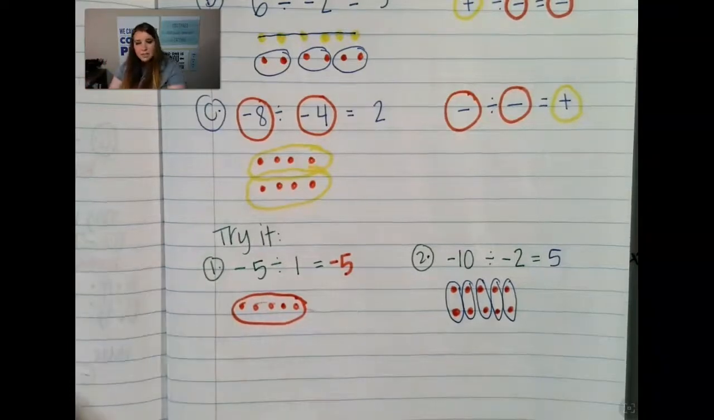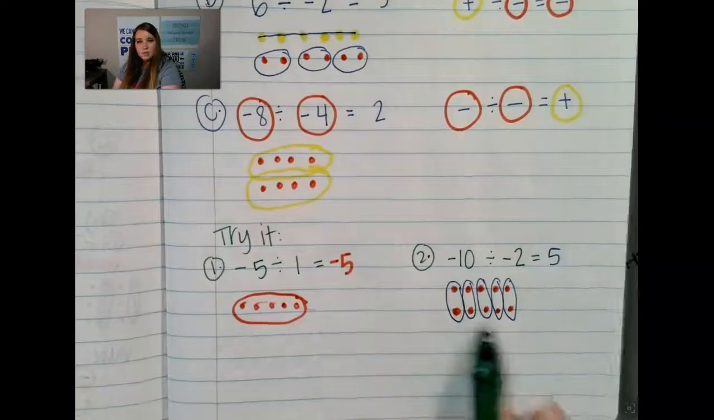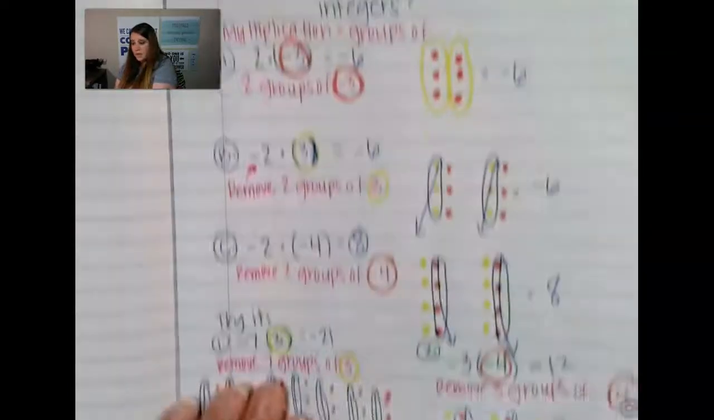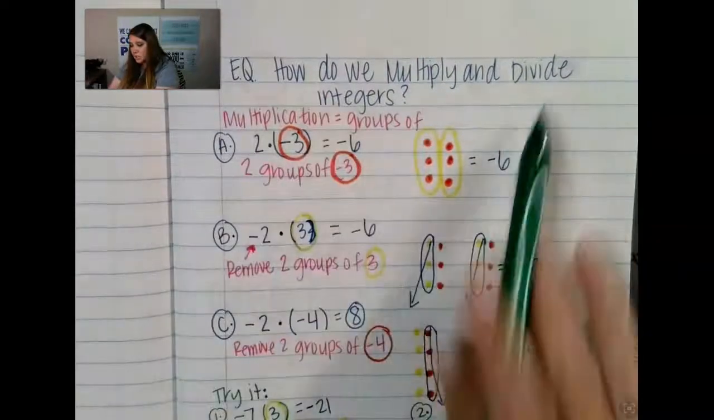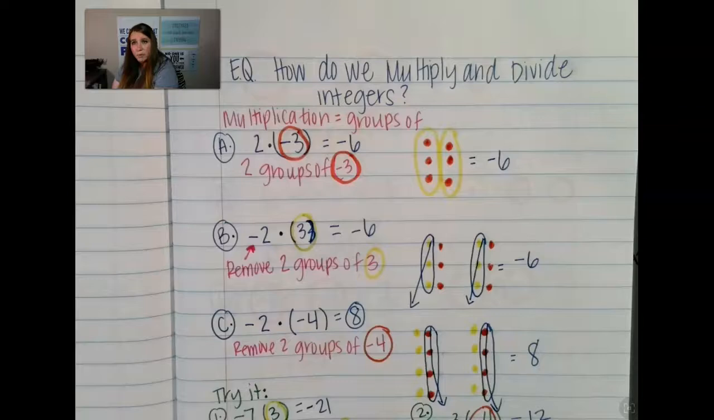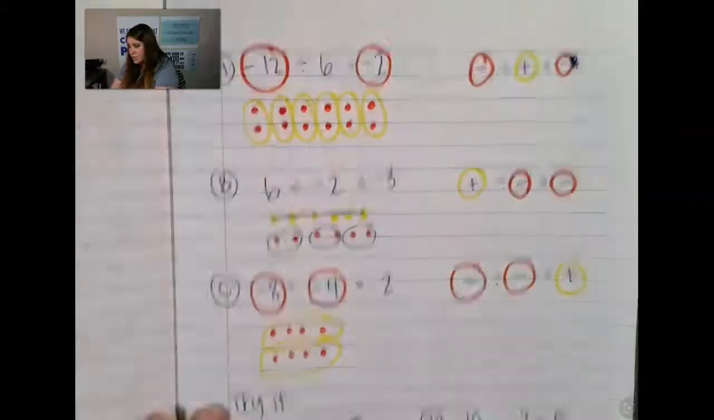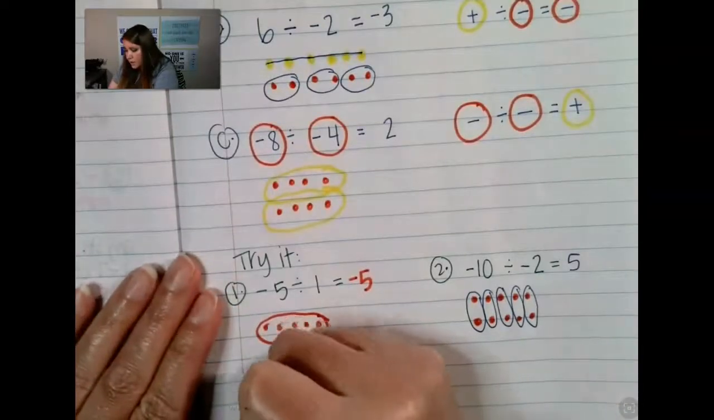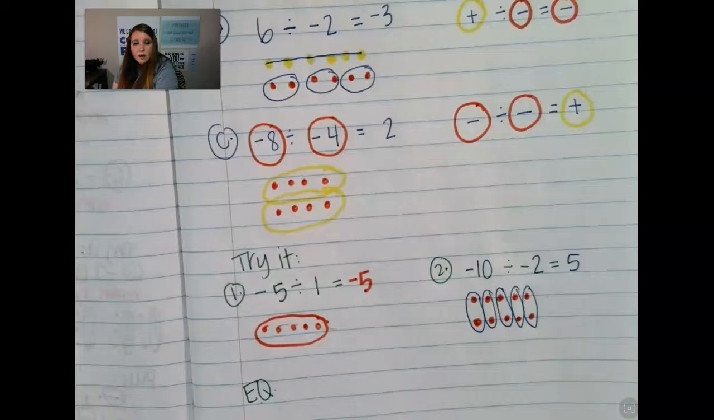All right, go back to the beginning and check how you did on these. And then go back to your essential question to answer: how do we multiply and divide integers? So go ahead and answer your essential question now.